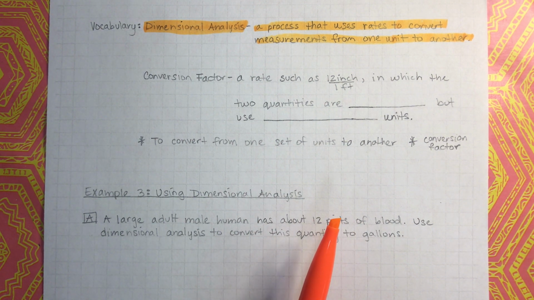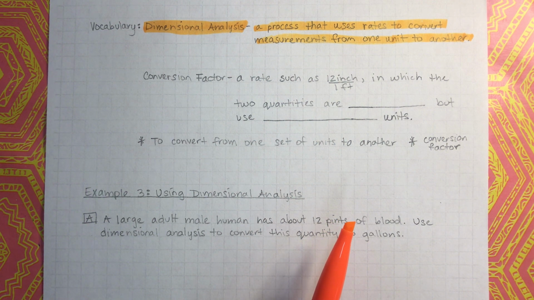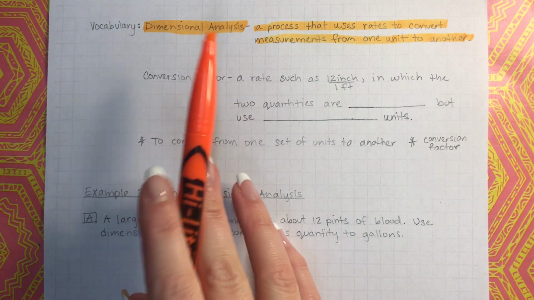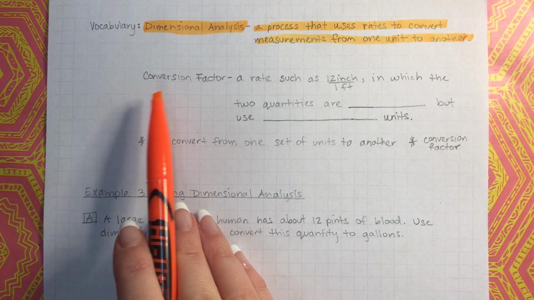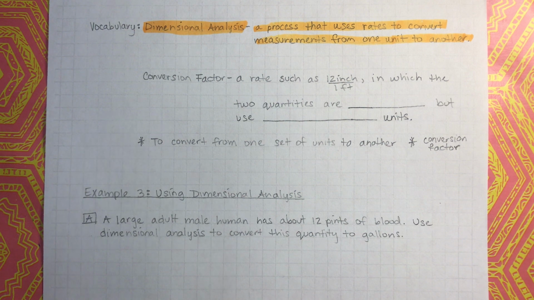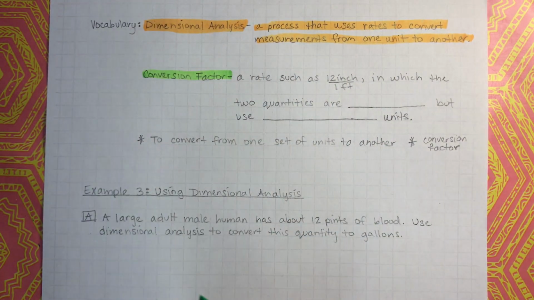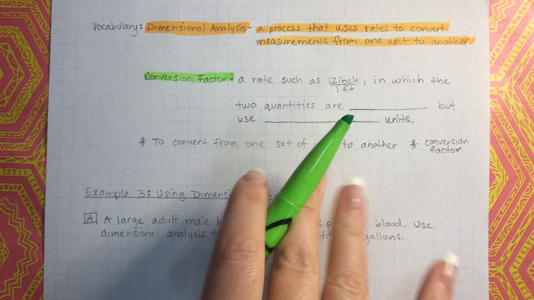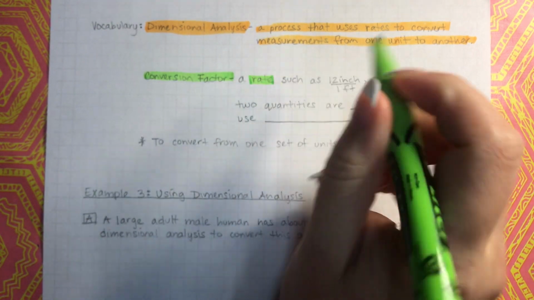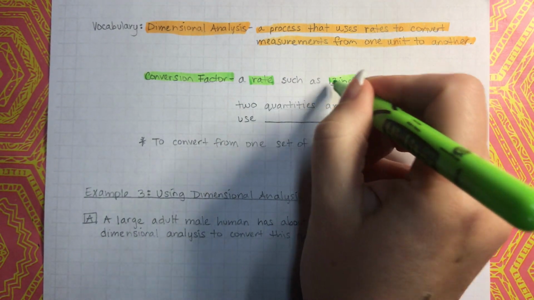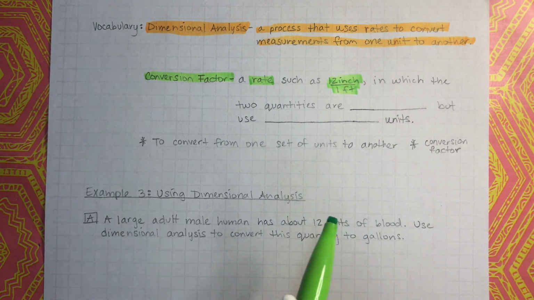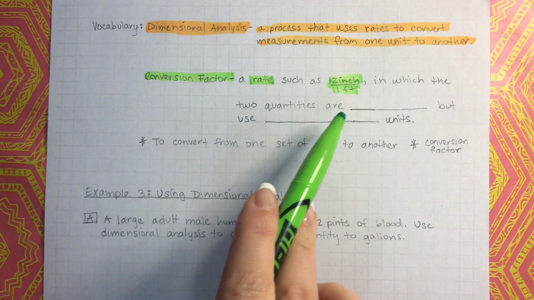So what I'd like to do is start that process, and then after we do it, you'll understand what dimensional analysis is, okay? To do dimensional analysis, you have to use conversion factors. So conversion factors are basically two things that are equal to each other. But the proper definition is a rate such as 12 inches to 1 foot. So 12 inches and 1 foot, they're the same thing, right?